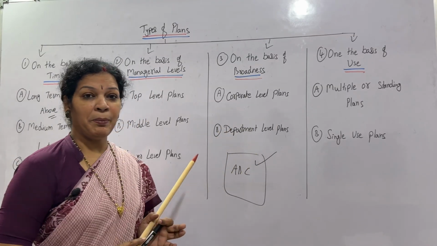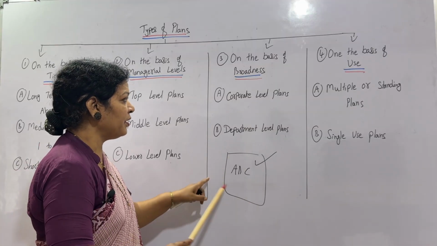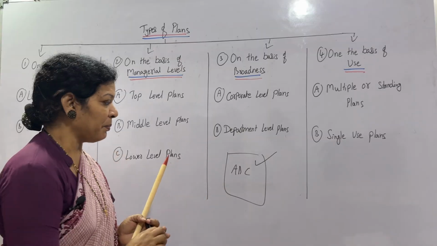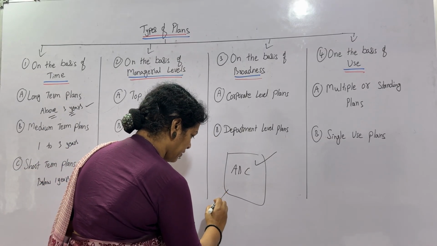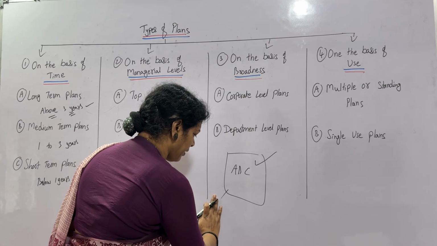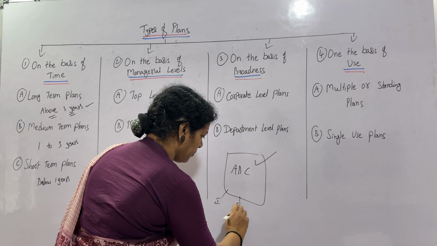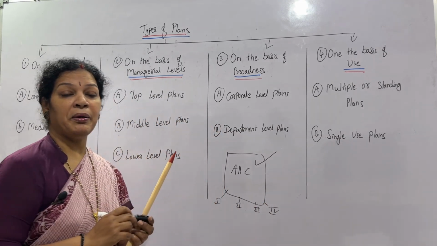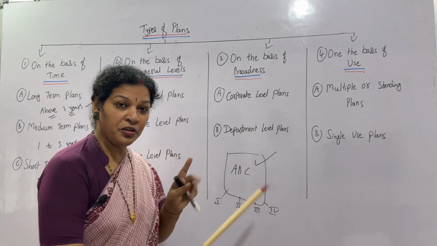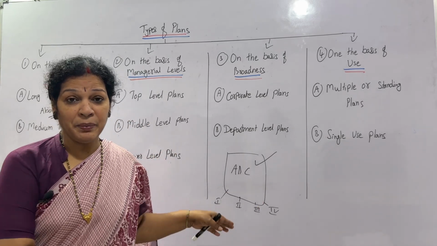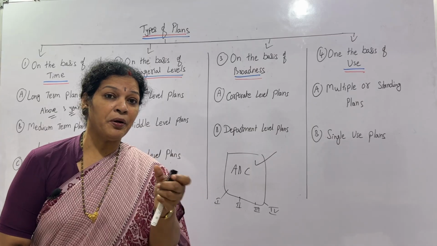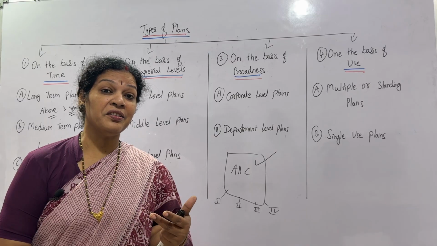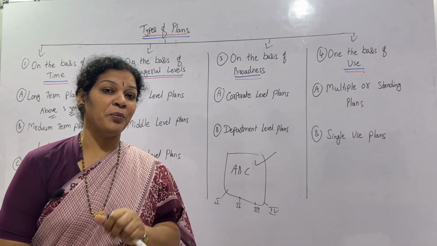Second one is department level plans. The corporate level plan is for the entire organization. Second one, department level. Here there are many departments, like department one, department 2, department 3, different departments are there. But department wise we can prepare some plans. For the entire organization one plan is there. Department wise, because department wise you'll find different problems, different situations, different strategies to overcome minor problems also.